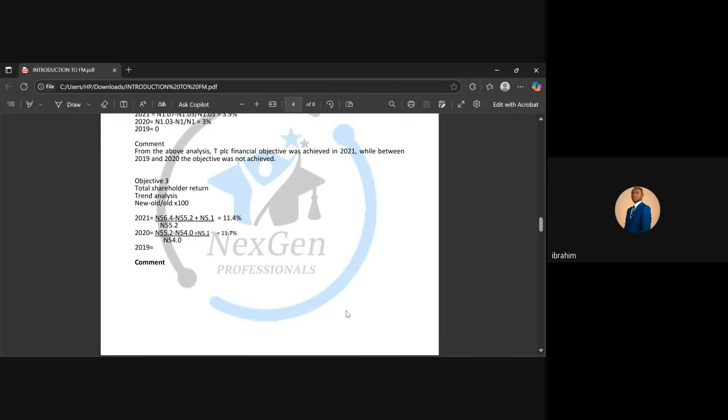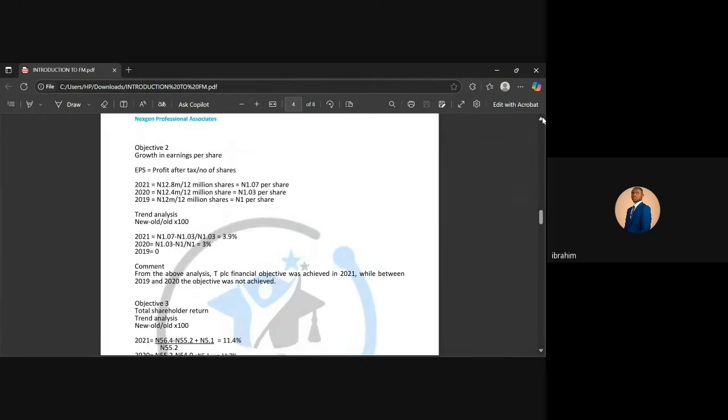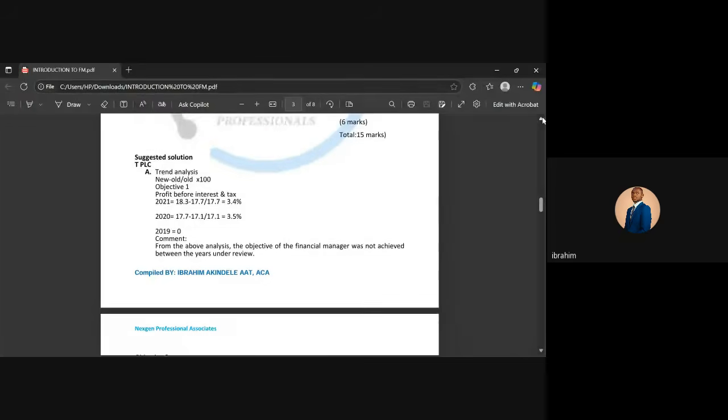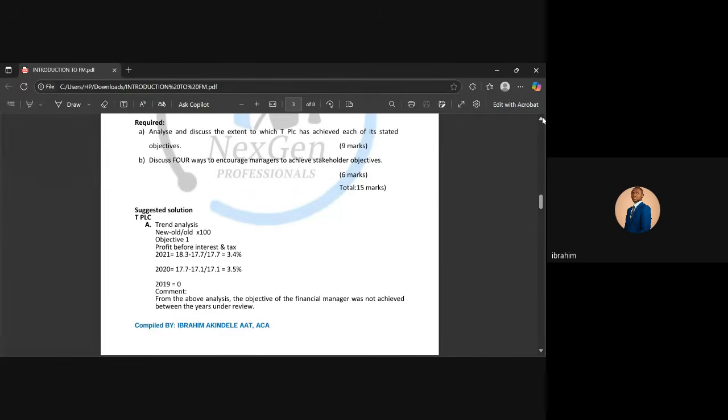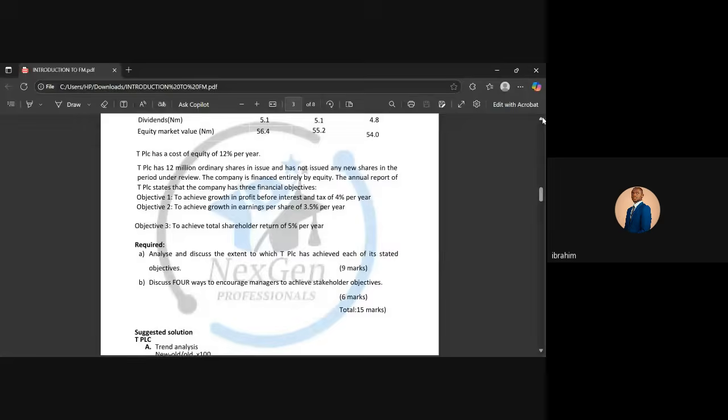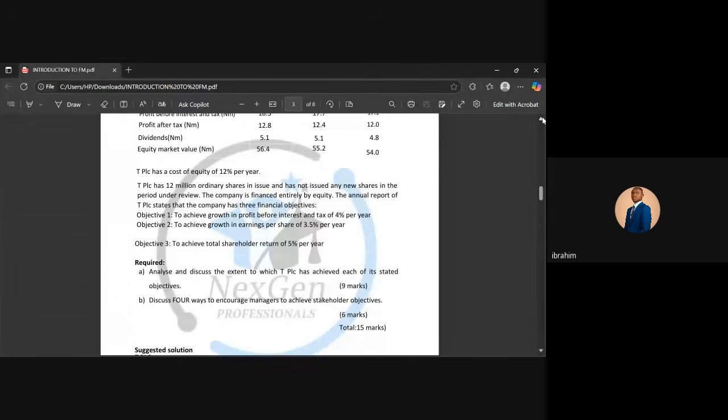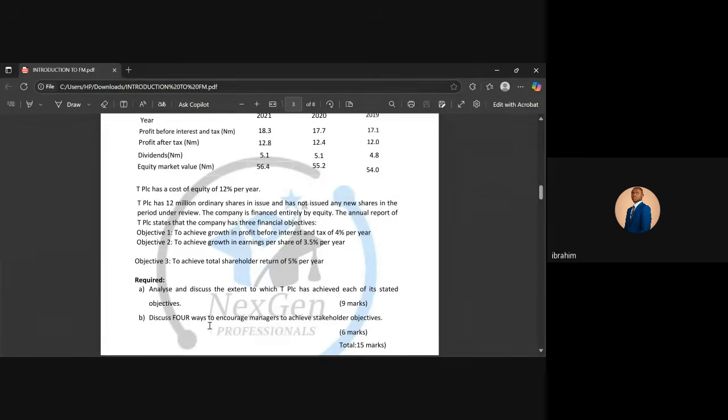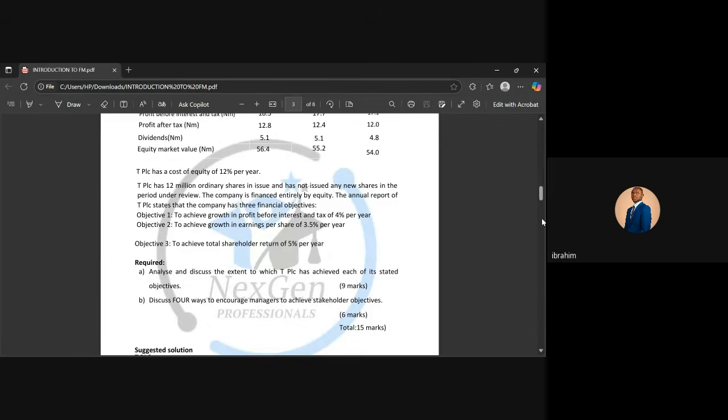Now, I won't explain this. The next question we need to answer. So you do your comment. For those who have paid for the material, you can just do the comment there, right? Now, the next one is discuss. This is 9 marks. This question is adopted from ACCA and some other tests. The next question is discuss 4 ways to encourage managers to achieve stakeholder objective.